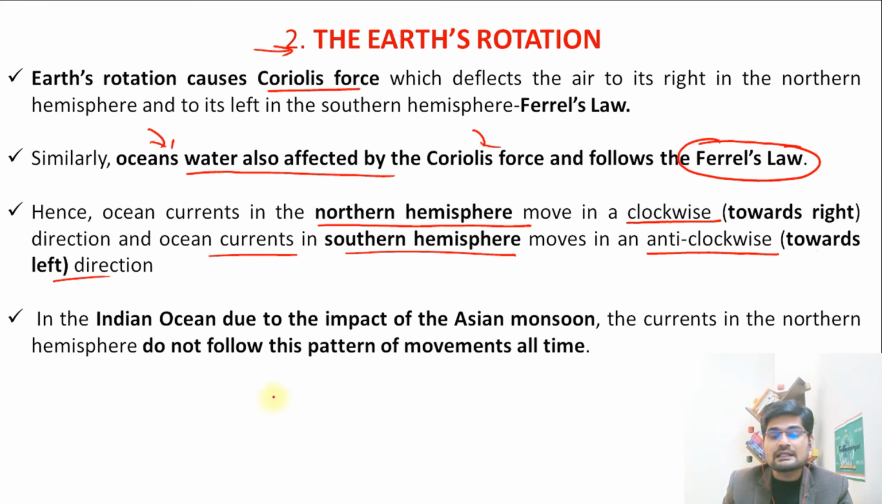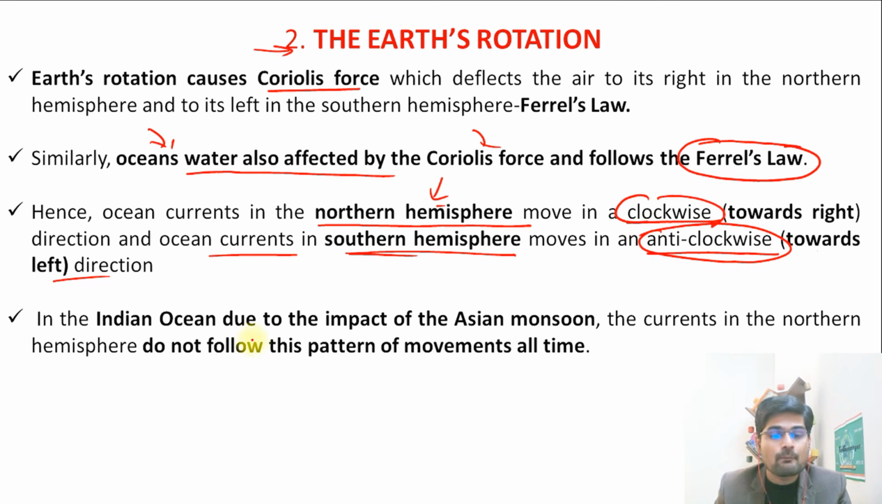So what happens? Remember, it is not like the wind system we talked about. It is a different system. It is the water system, and it is because of the gradients, and Earth's rotation also has an influence. So remember, the usual impact is that in the northern hemisphere the direction is clockwise, and in the southern hemisphere the direction is anti-clockwise.